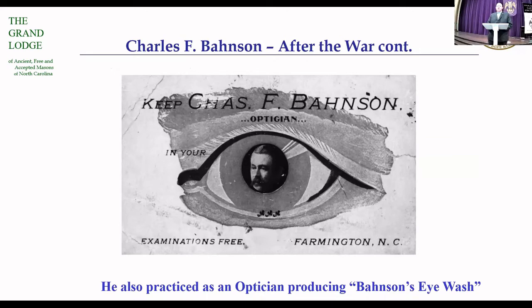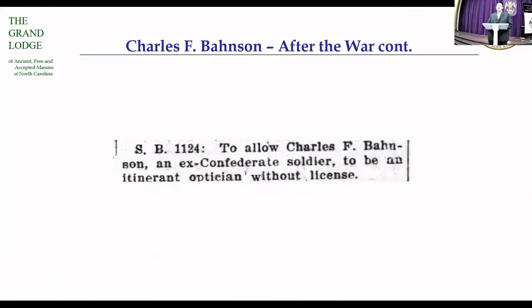Another note about that is we found the newspaper article that shows that a Senate bill was proposed, Senate Bill 1124, to allow Charles F. Bahnsen, an ex-Confederate soldier, to be an itinerant optician without a license. This was on March 10th, 1903, in the Farmer and Mechanic newspaper. So obviously Bahnsen had some connections or knew somebody somewhere in order to make that happen.